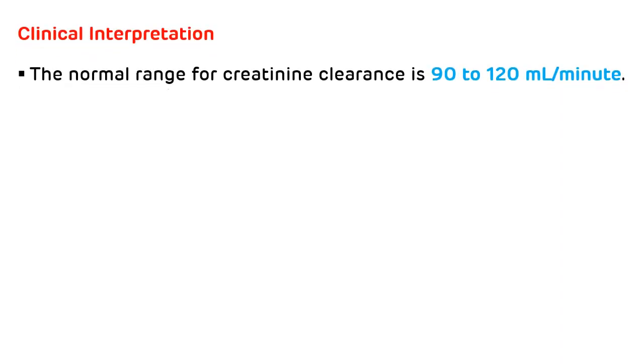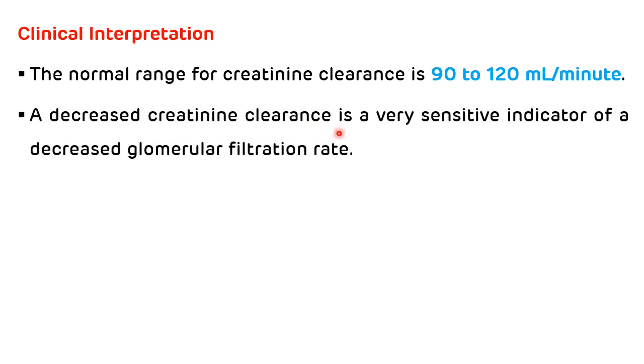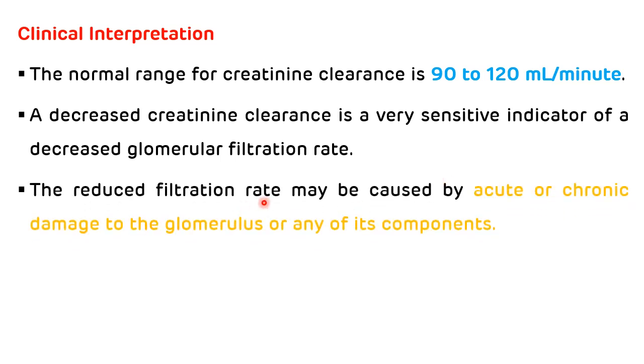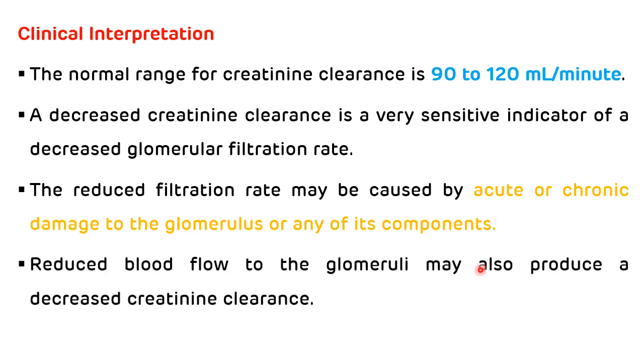Clinical interpretation of creatinine clearance. The normal range for the creatinine clearance is 90 to 120 ml per minute. A decreased creatinine clearance is a very sensitive indicator of decreased glomerular filtration rate. So a decrease in creatinine clearance is an indicator of a decrease in GFR. Reduced filtration rate may be caused by acute or chronic damage to the glomerulus or any of its components. Reduced blood flow to the glomeruli may also produce decreased creatinine clearance.